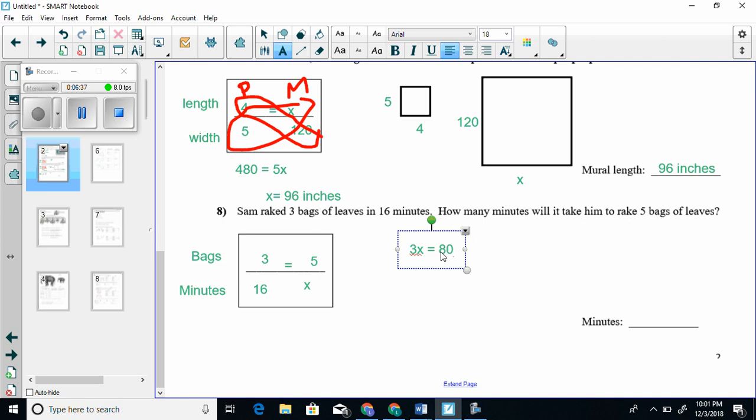And 80 divided by 3 is 26.6. Okay, so it'll take about 26.6 minutes.